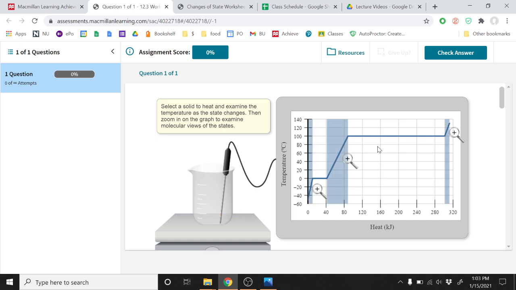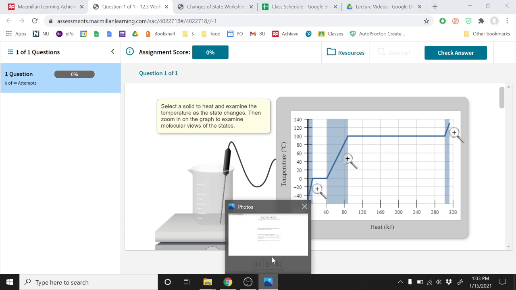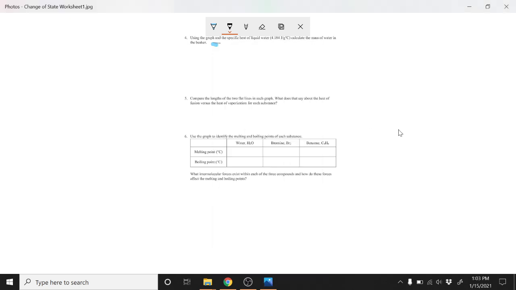The first thing you need to take note of is the question. Let me go to the question real quick so I can read it to you and we can have that to talk about. Question number 4 is: using the graph and the specific heat of liquid water, which is this number right here, 4.184 joules per gram degree Celsius, calculate the mass of water in the beaker.